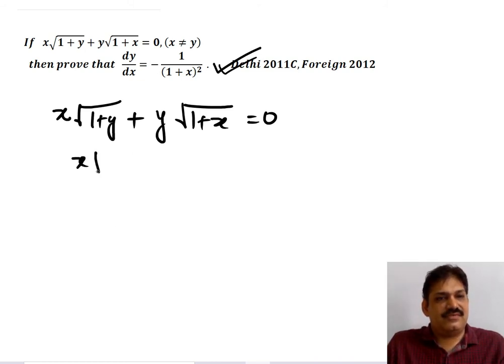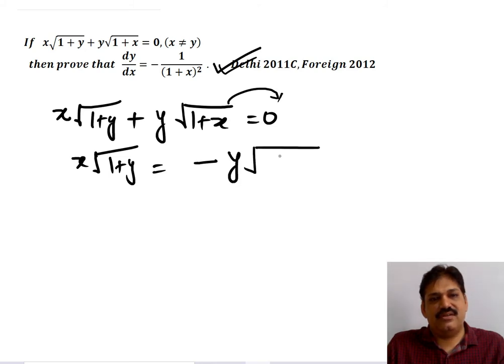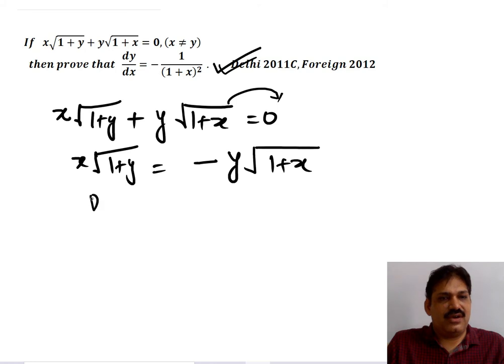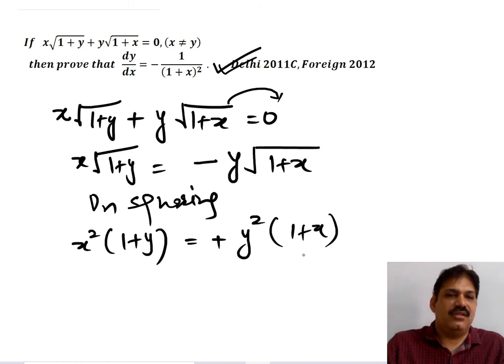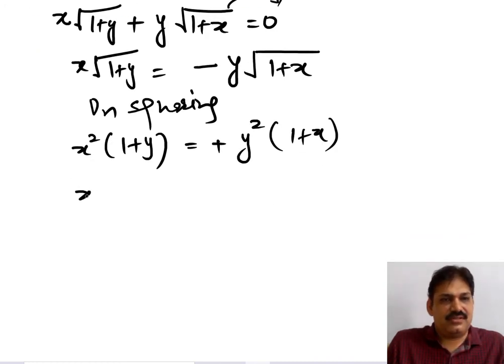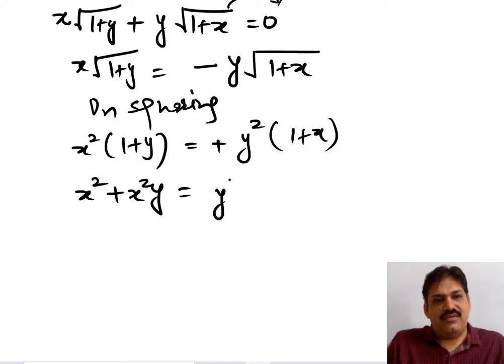See, x times under root 1 plus y is equal to negative, if we transpose this term to the right hand side, what we get? Y times under root 1 plus x. On squaring, what we get? X squared times 1 plus y is equal to, the square of negative is plus, y squared times 1 plus x. Now, open the bracket, what we get is x squared plus x squared y is equal to y squared plus x times y squared.